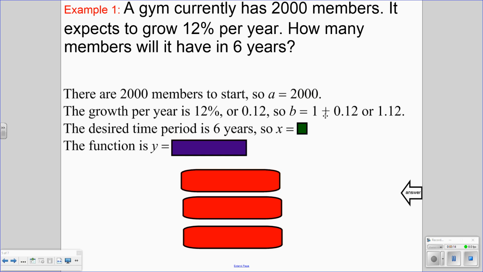So remember that to get b, we're adding that percentage rate as a decimal to 1 when we're talking about a growth. We know that this is an exponential growth because it expects to grow, and so that's how we need to add it to 1.